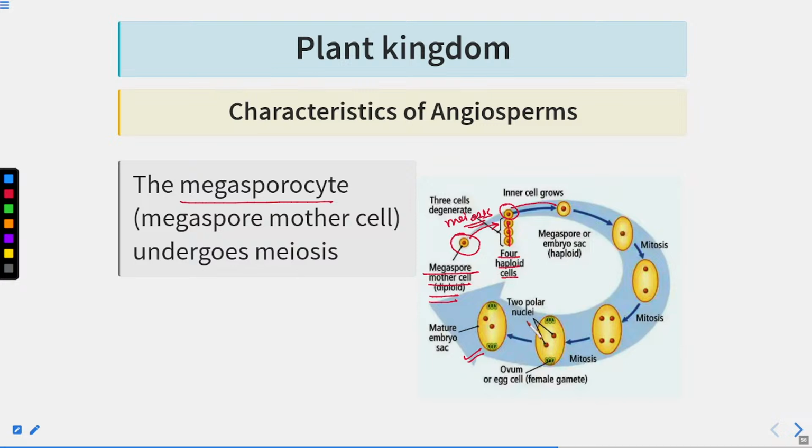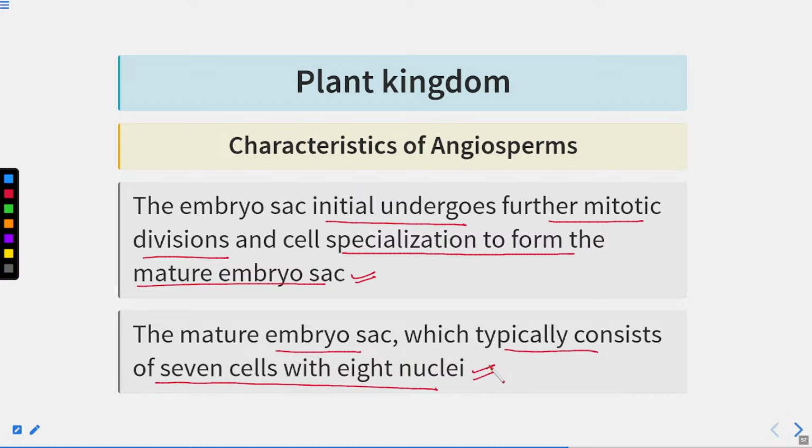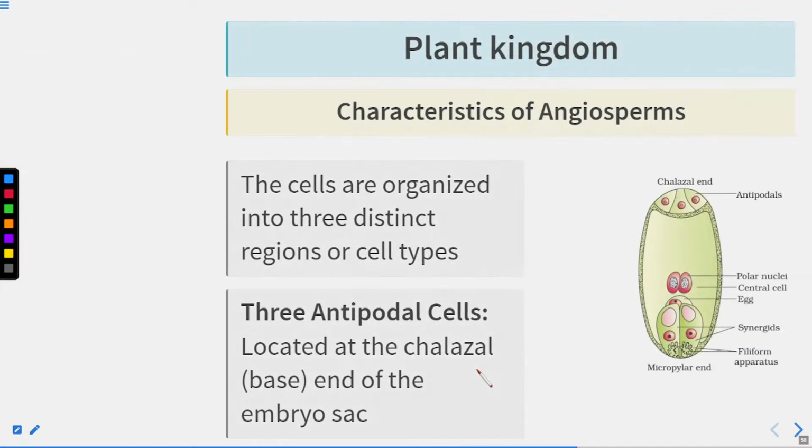And if you see the mature embryo sac, what do you see? They have some different cells. So the embryo sac initial undergoes further mitotic division and cell specialization to form a mature embryo sac, right? The mature embryo sac typically consists of 7 cells with 8 nuclei. What are these 7 cells and 8 nuclei?